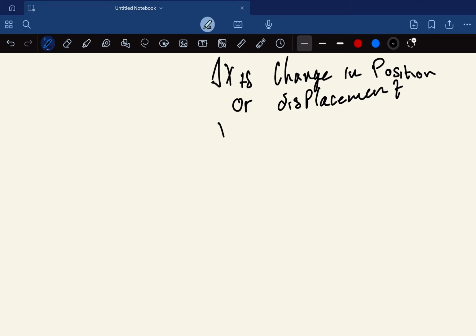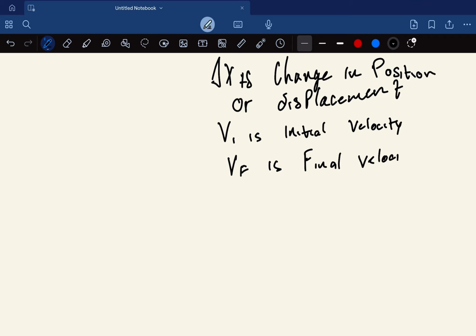Then we have VI, the initial velocity. Then we have VF, the final velocity. Then we have A, the acceleration.